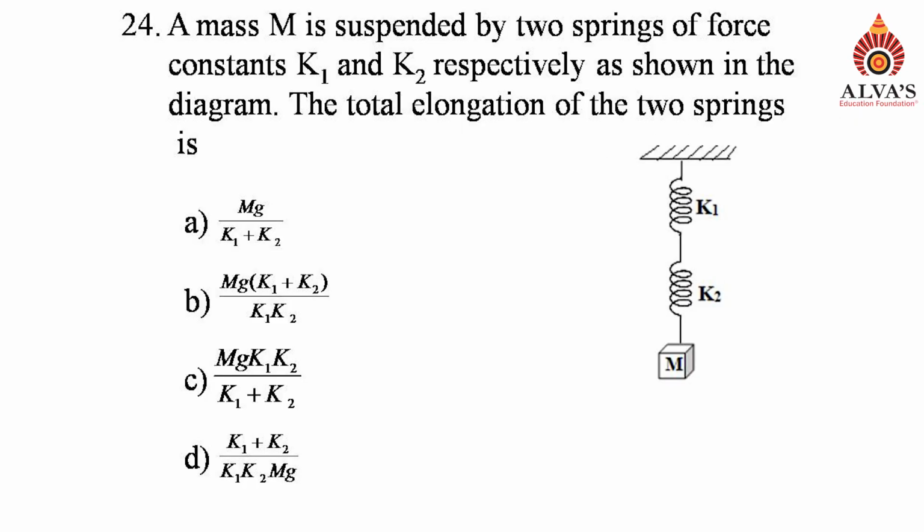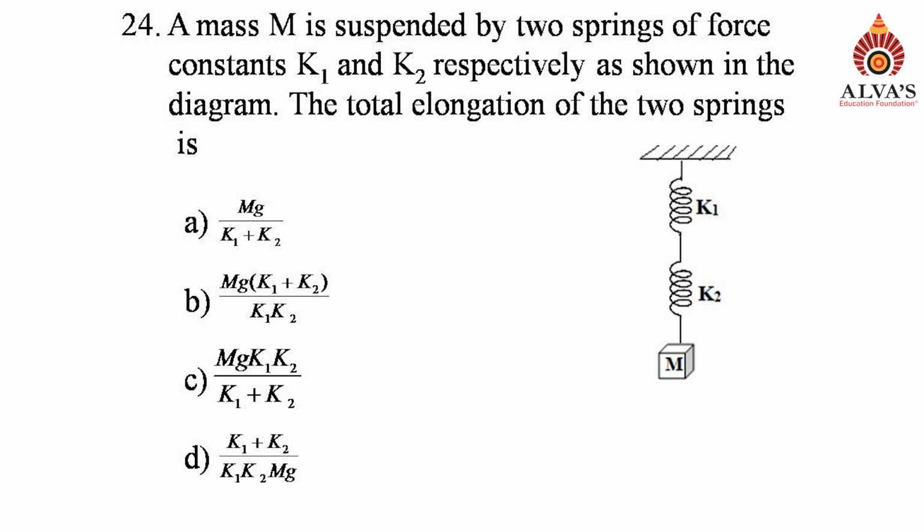A mass m is suspended by two springs of force constants K1 and K2 respectively as shown in the diagram. The total elongation of the two springs is. Two springs are given having spring constants K1 and K2 here. They are connected in series. You have to find out total elongation of the spring.